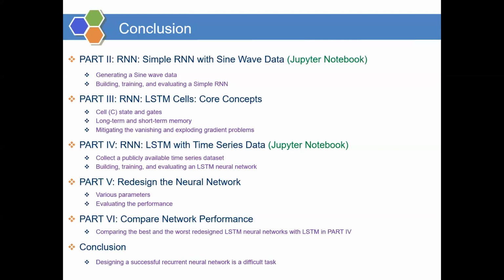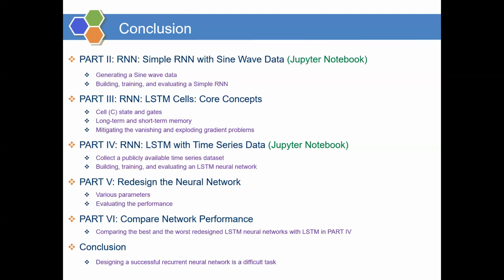In part 4, I collected a publicly available time series dataset. I split the dataset into training and test. I generated time series from the training dataset as training. I learned how to build, train, and evaluate an LSTM neural network. Then I used the LSTM neural network to forecast the future values, and I evaluated its forecast.